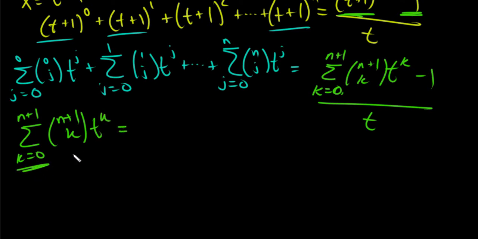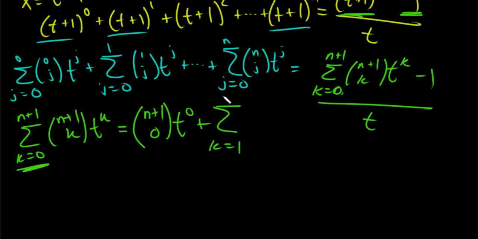I'm going to take out the 0 term here. The 0 term is going to be n plus 1 choose 0 times t to the 0. And then I have to add the rest of the indices, so that would be the sum from k equals 1, because I took out the 0 index, to n plus 1 of n plus 1 choose k times t to the k.